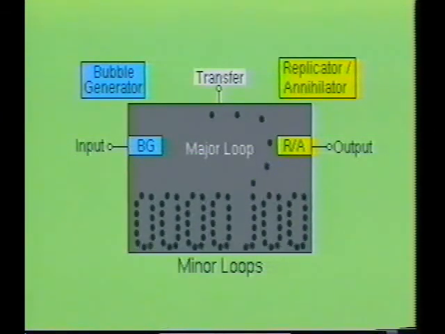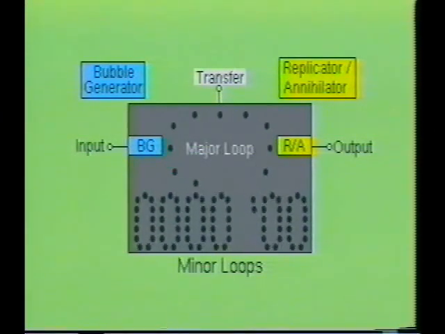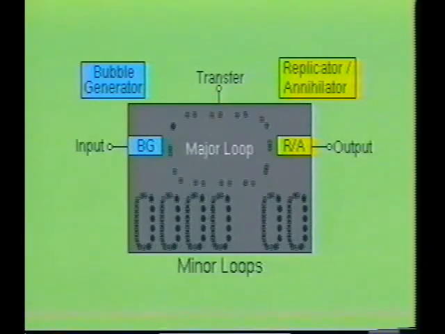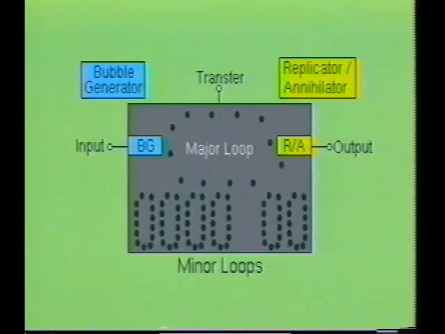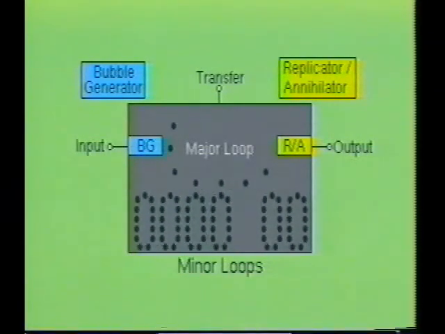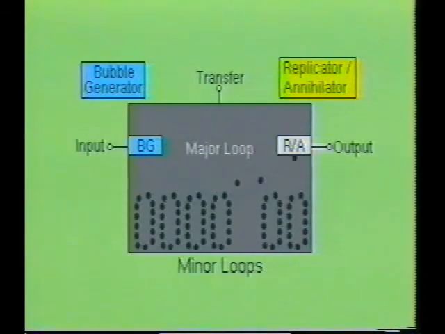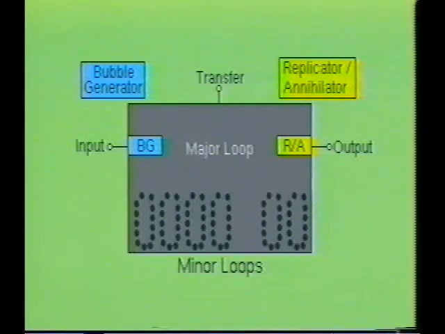To read information placed in a bubble device, the transfer input is once again activated and the data in the selected minor loop is loaded into the major loop. Once the data is in the major loop, the bubbles are sent through the replicator section of the IC. At this point, one of two things will happen to the bubbles. If it is a destructive read operation, as shown here, the data will be read, then the bubbles will be erased by applying an opposite polarity magnetic field to the bubble in the bubble annihilator section of the device.